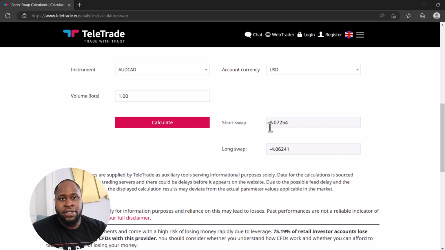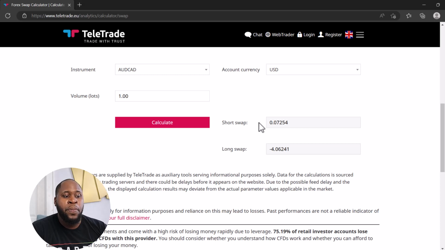So if I took a one lot position on a sell for the Aussie dollar versus the Canadian dollar, I would actually be owed a swap of 0.07254. So I would be paid out that swap. Now, why is that? Now, if I'm selling the Aussie dollar, it also means I'm buying the Canadian dollar. And what most likely happened is that the Aussie dollar has a lower interest rate than the Canadian dollar. So the currency that I sold, again, you're going to pay interest for selling, you're going to gain interest for buying. The currency that I sold is going to have a lower interest rate than the currency that I bought. Therefore, me being owed a swap.